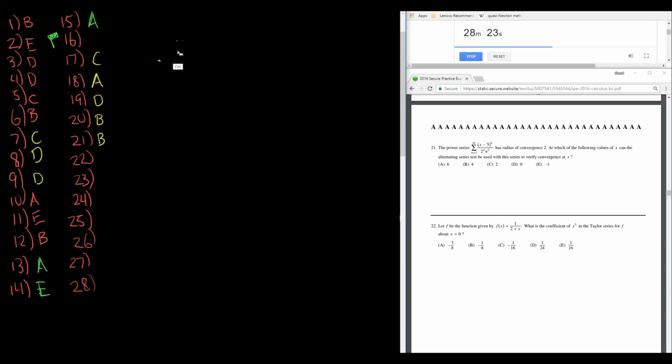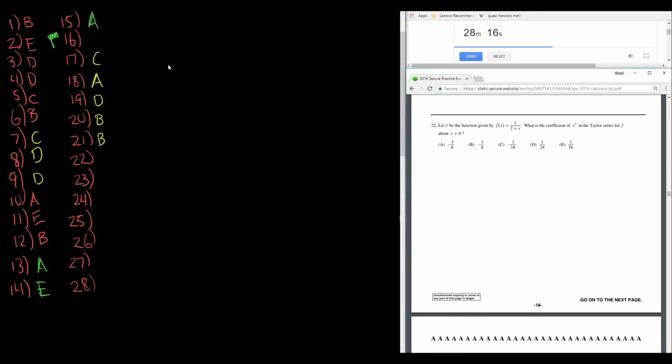Ooh, yes. Okay. I missed a little bit. Yeah. Okay. So let the function f of x be given by this. What is the coefficient of x cubed?